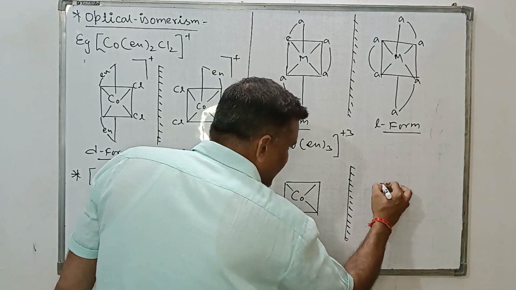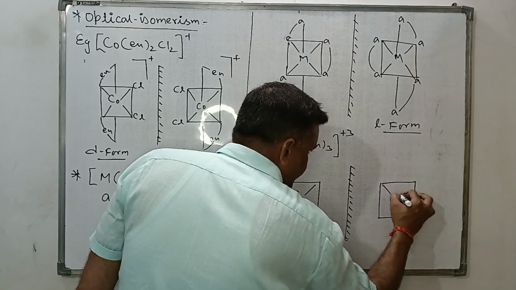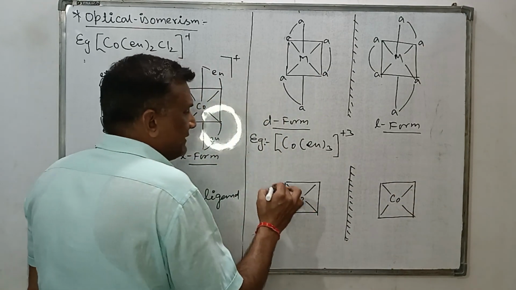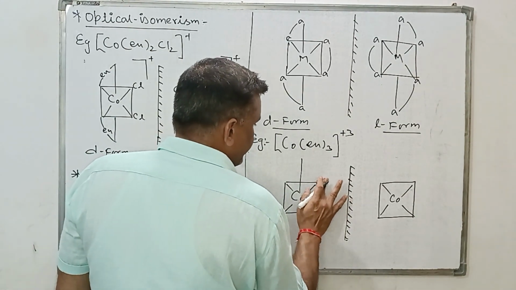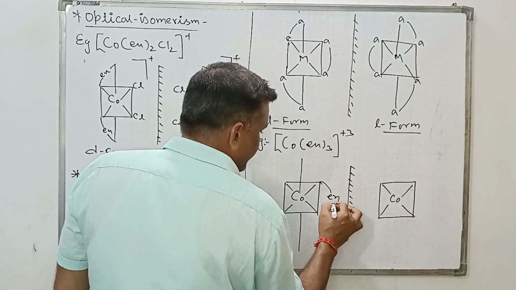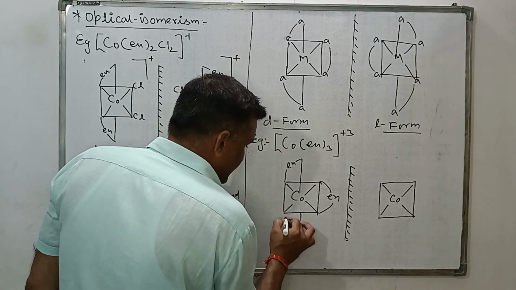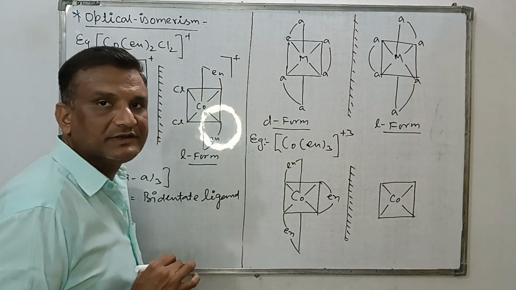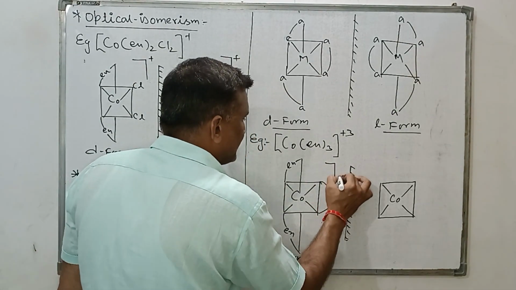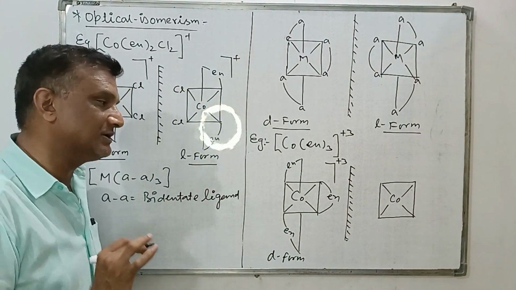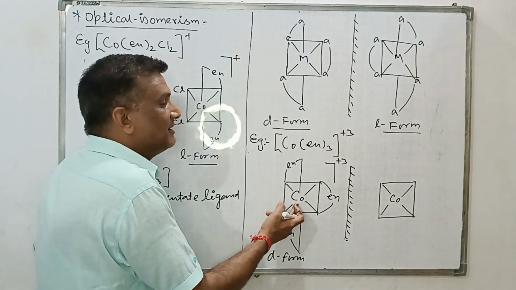This is your mirror, and the mirror image will be as follows. This is the cobalt. There are 3 en, so above the plane and below the plane. This is the en, ethane-1,2-diamine. This is another en. This is another, the third en, like this. So this is the D form with the charge +3. Don't forget to put the charge. Even if you forget, put the charge of the metal atom here, that is +3.